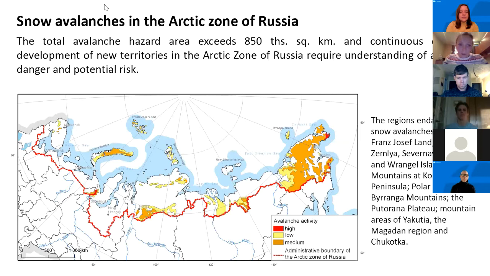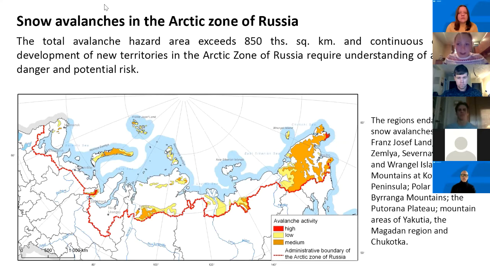So let's move to the Arctic zone of Russia. The total avalanche hazard area in Russia exceeds 850,000 square kilometers, and therefore future economic development of new mountain territories in the Arctic zone of Russia requires understanding at least of the avalanche hazard problem and potential risk.